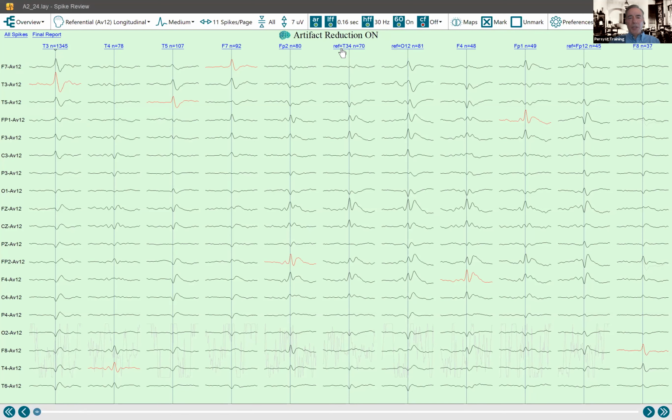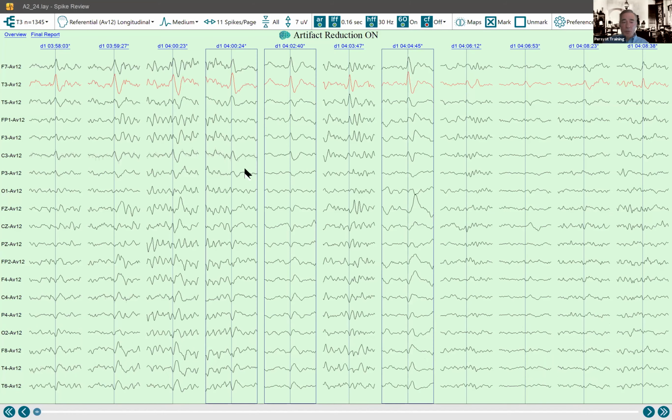And when we see this ref equals, that means that's the montage that it made a determination of focal versus generalized. So the primary, the highest number of detections here is a T3, 1,345. And again, this is at the medium sensitivity. So let's go ahead and double click into this and we can look at the individual spikes.